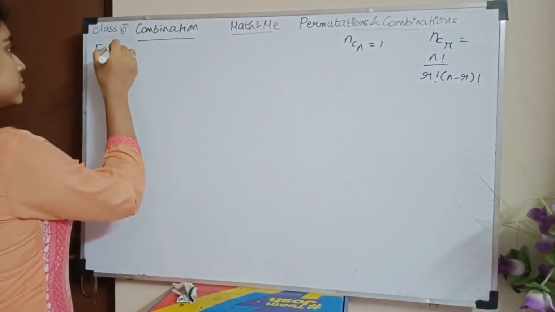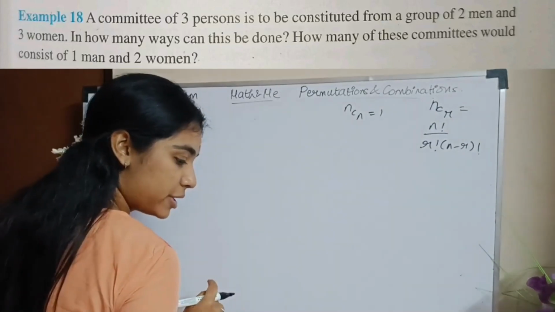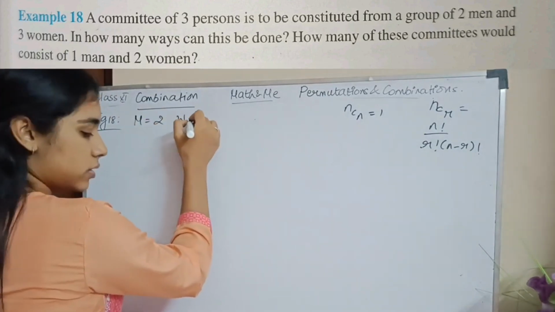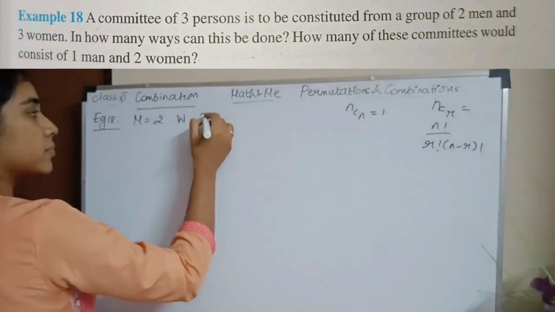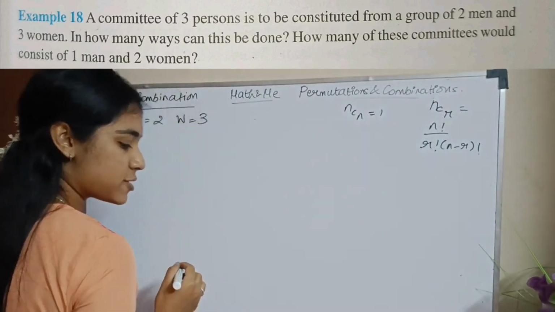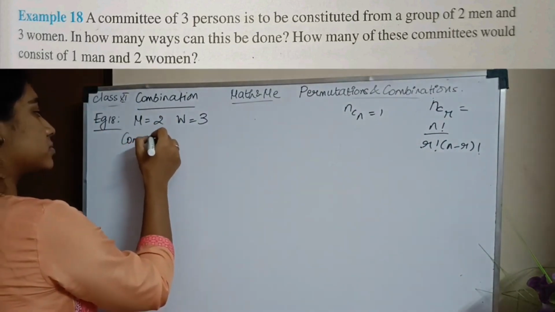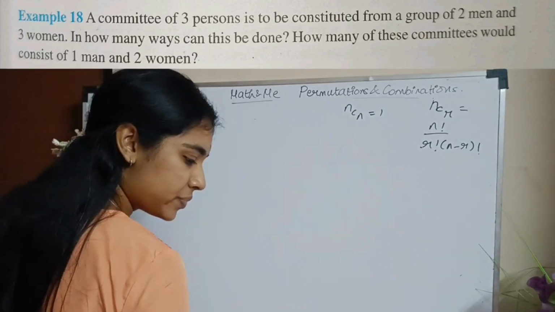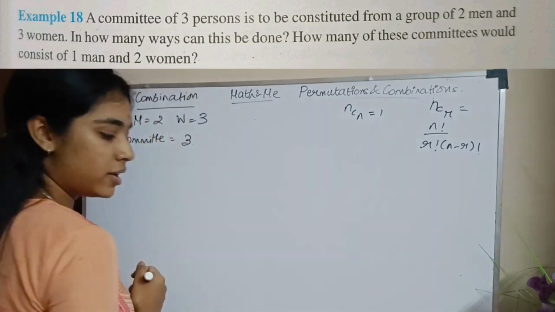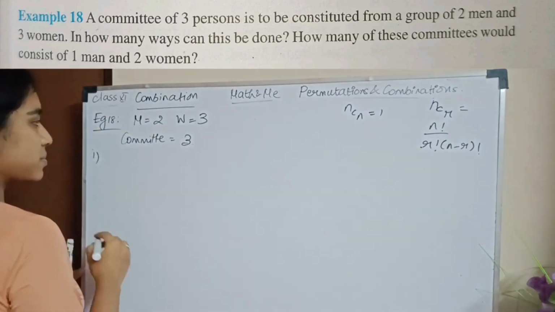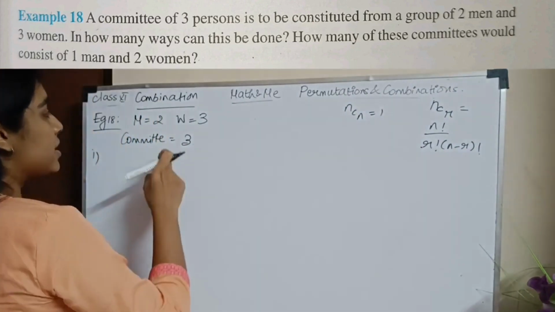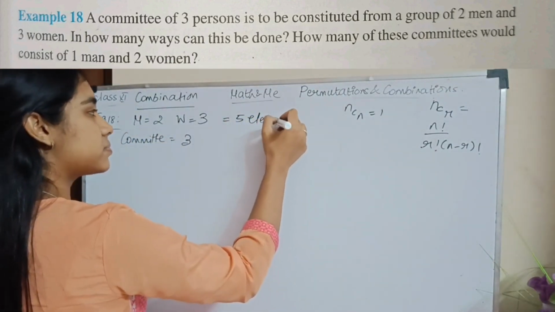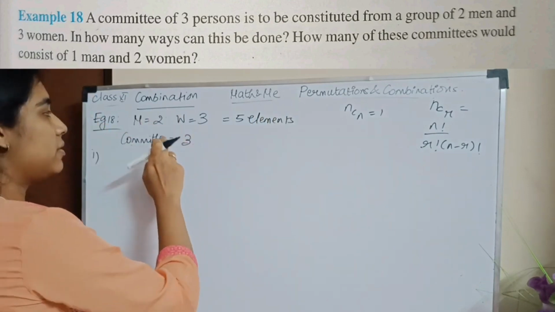Example 18. A committee of 3 persons is to be constituted from a group of 2 men and 3 women. In how many ways can this be done? A committee should have 3 people. How many of these committees would consist of 1 man and 2 women? That's the second subsection. So now the first subsection. I need a committee of 3 people from 2 men and 3 women. So in total how many do I have? 5 elements. I'm going to choose 3 people from the 2 and the 3.